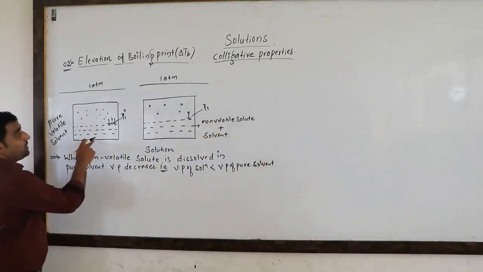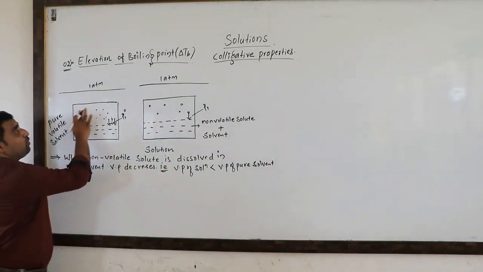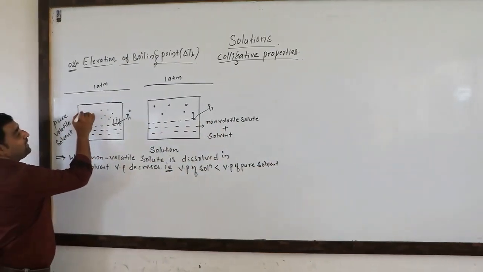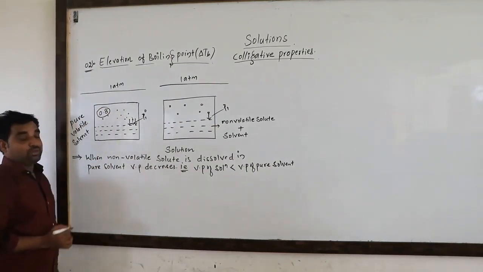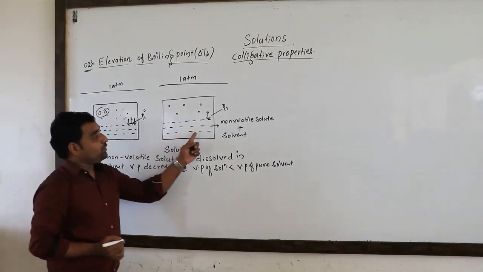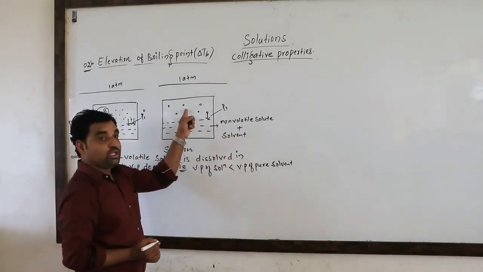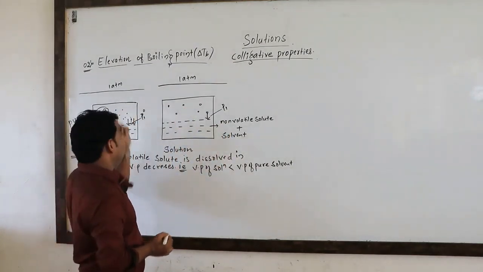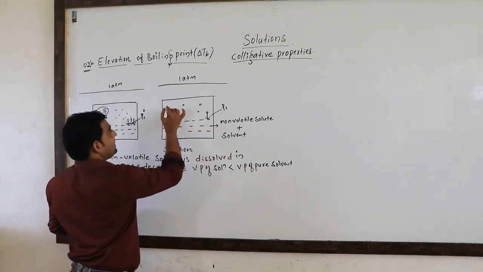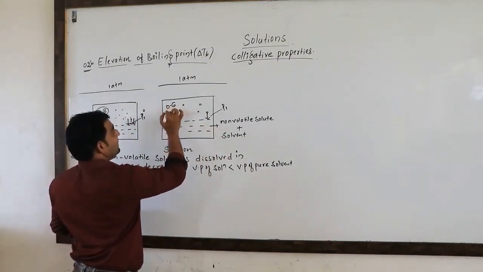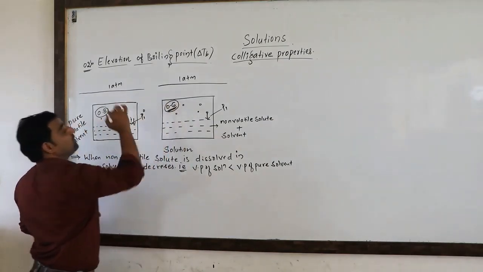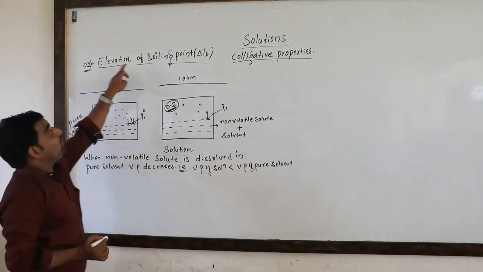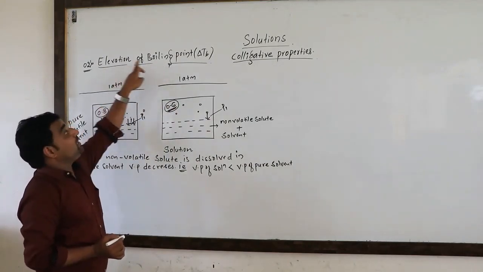So here the pure solvent is there, and we expect more vapor pressure. For example, you can take 0.8 as the vapor pressure in the pure solvent. Because of the addition of non-volatile solute, the total vapor pressure will be less than the pure solvent. Say for example, I will take the vapor pressure of the solution as 0.6. So now elevation in the boiling point means increase in boiling point.